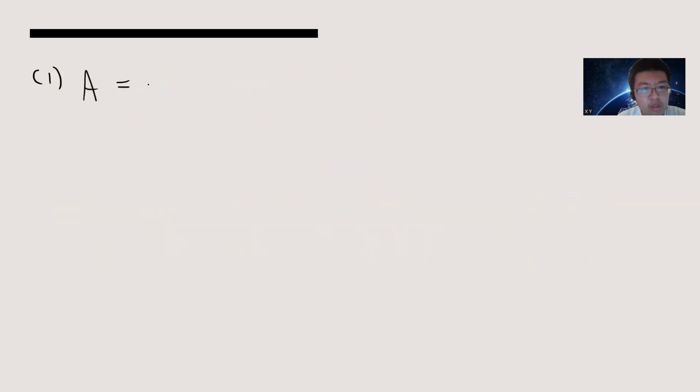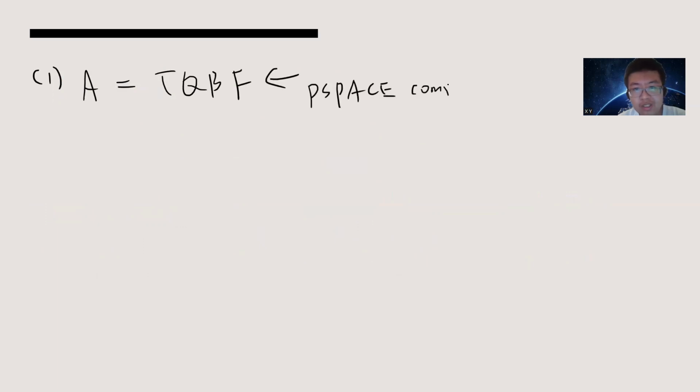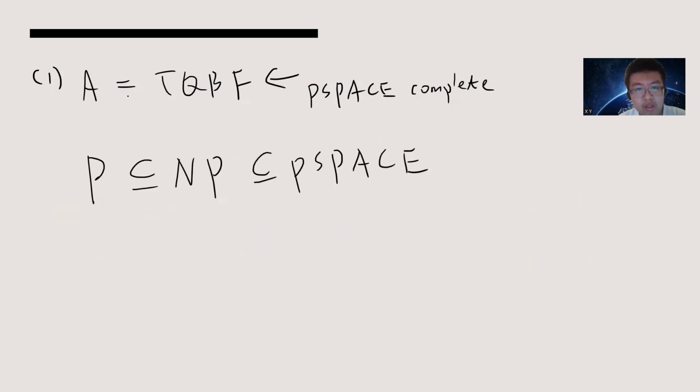So we just choose A to be TQBF, which is a PSPACE-complete language. The first simple fact is that we already know P is a subset of NP and of PSPACE. If you have oracle A, you can just add it on: P can use A, NP can use A, and PSPACE can also use A.